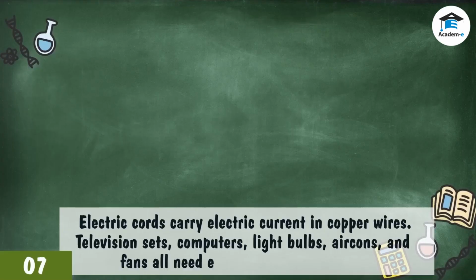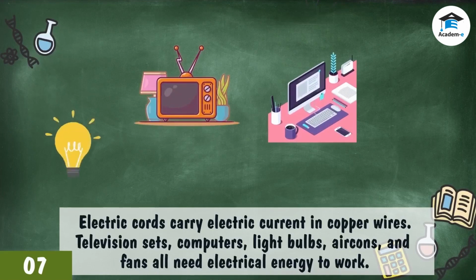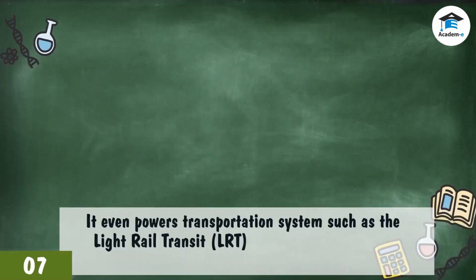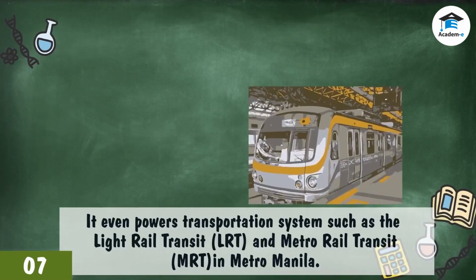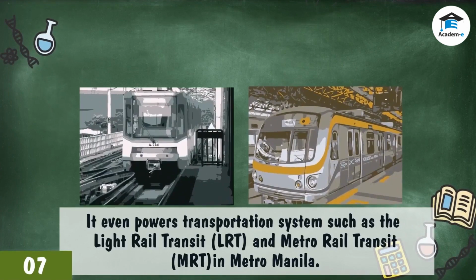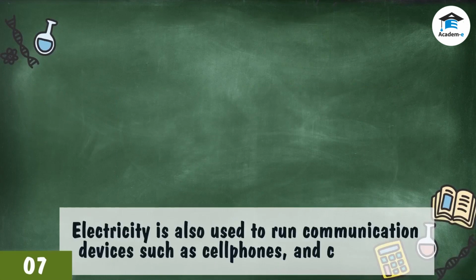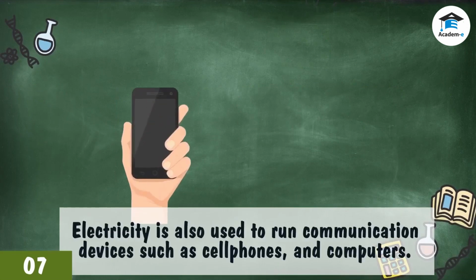Electric cords carry electric current in copper wires. Television sets, computers, light bulbs, air cons, and fans all need electrical energy to work. It even powers transportation systems such as the light rail transit, LRT, and metro rail transit, MRT, in Metro Manila. Electricity is also used to run communication devices such as cell phones and computers.